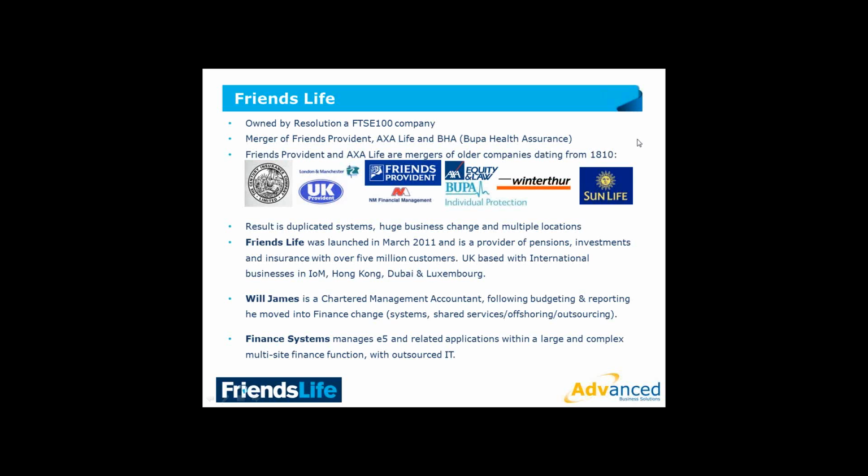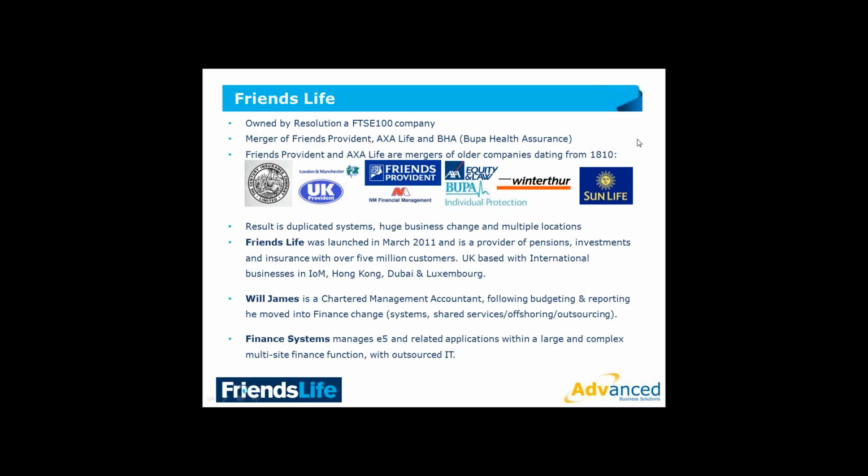So I've put a few logos there to give an idea. The result is we've got lots of duplicated systems, i.e. systems doing the same things, often quite elderly, and they may have started off in the 1970s and been ported and rehosted, but actually quite a lot of system problems. A huge amount of business change, either because of external factors or things we're choosing to do, and multiple locations. So quite easy to change the branding. We became Friends Life in March 2011. We've got 5 million customers in the UK and various international places, and including our outsourced partners where people work just on our business, there's probably just over 10,000 people supporting all of those customers.